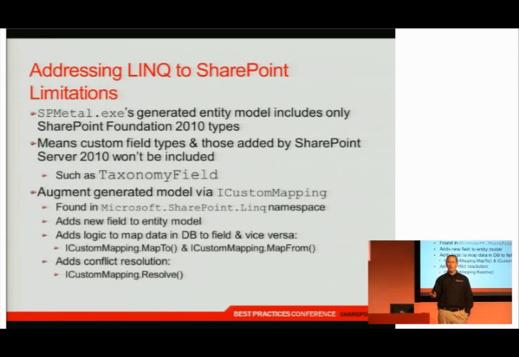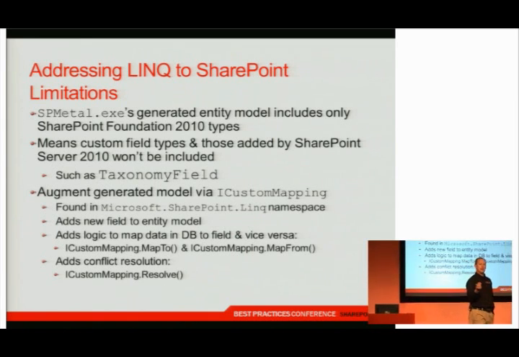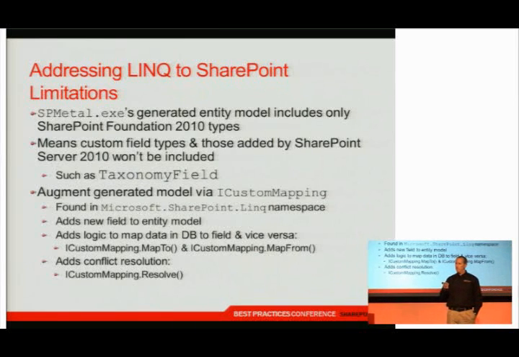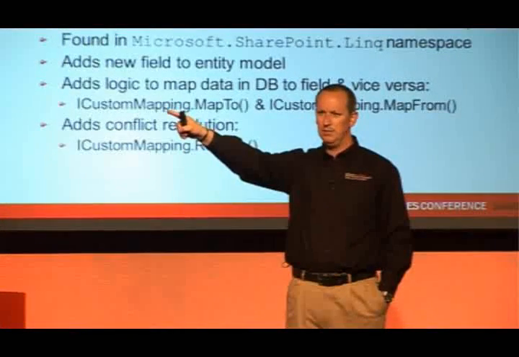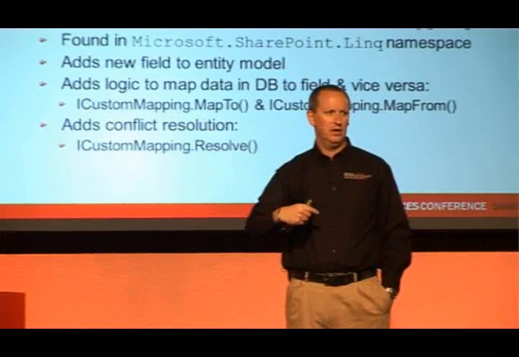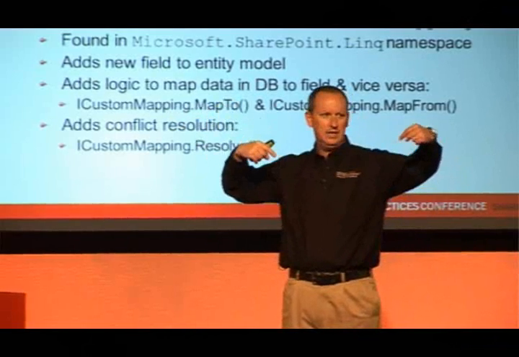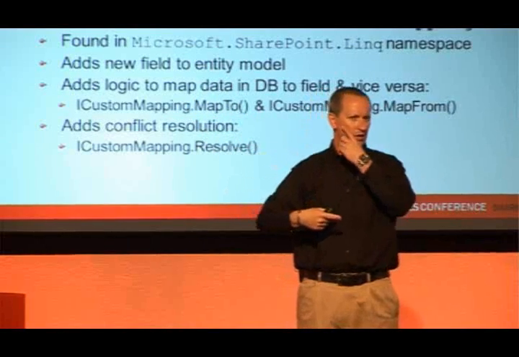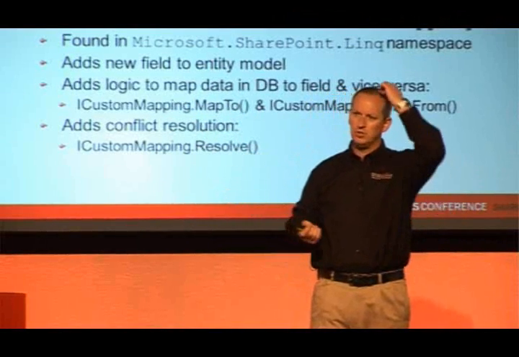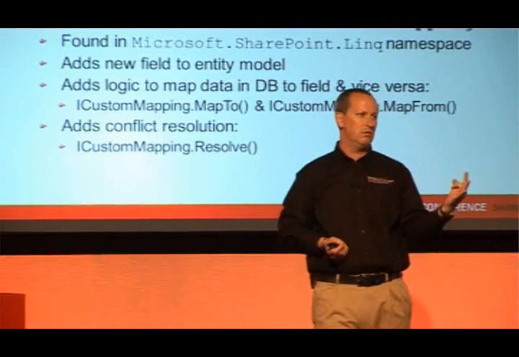I'm going to throw on a new interface called ICustomMapping that has three methods. The three methods basically work like this. When I get the data from the database, how do I put it in this list item? When I take the data from the list item, how do I pass it back to the database? And if there's a conflict between the data I got and what's coming back out because of a concurrency kind of thing, what do I do? A conflict resolution method. So you have to write those three methods.